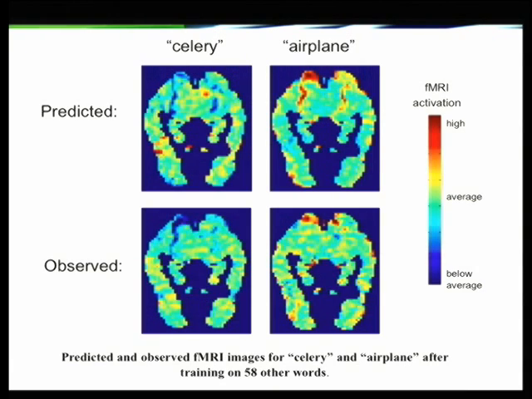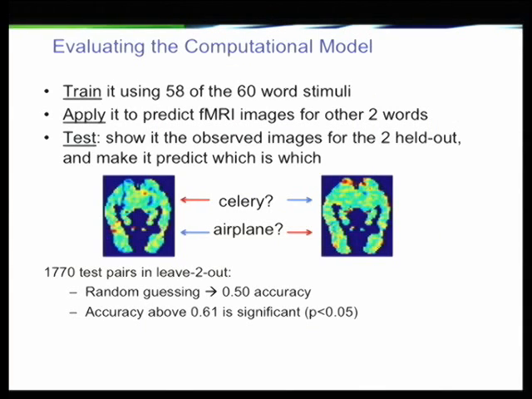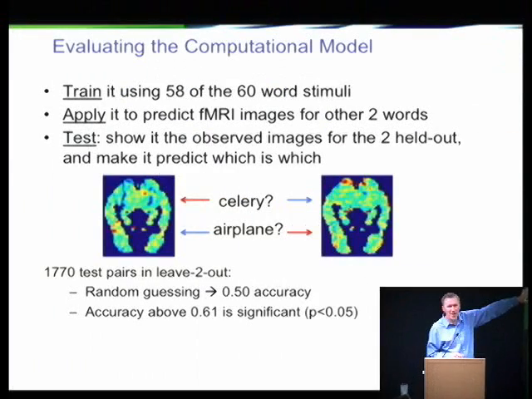And now we can start asking questions about the model and its properties. So you can look at those images. It's a little hard to tell if you like the model or not based on these images. You can see it's doing something good, but it'd be nice to be more quantitative. So the first thing we did was a cross-validation test where we repeatedly train on 58 of the 60 words. Then we give it the two images it hasn't seen, and it has to tell us which one is celery and which one is airplane.